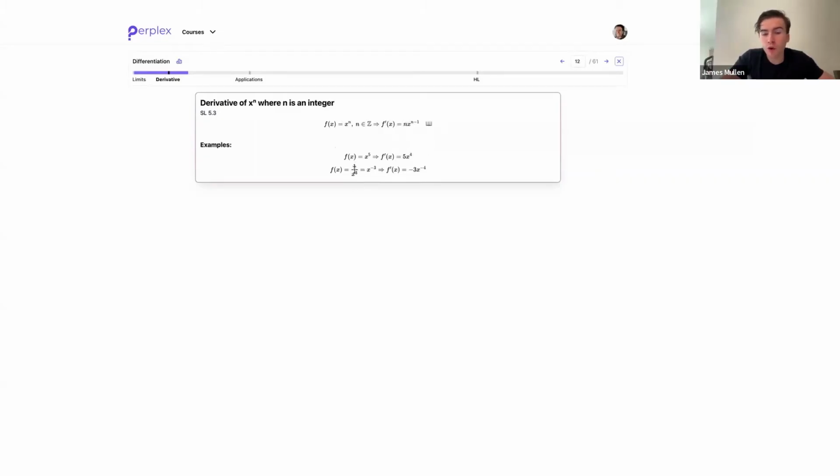Now for something like 1 over x cubed, I recognize that is x to the minus 3. So what do I do? I bring down the minus 3. I have negative 3 x to the power of negative 3 minus 1, which is now negative 4. So negative 3 x to the negative 4.